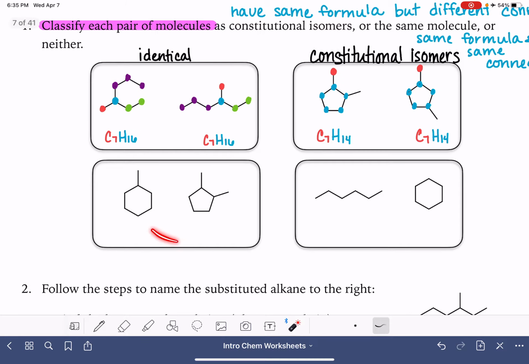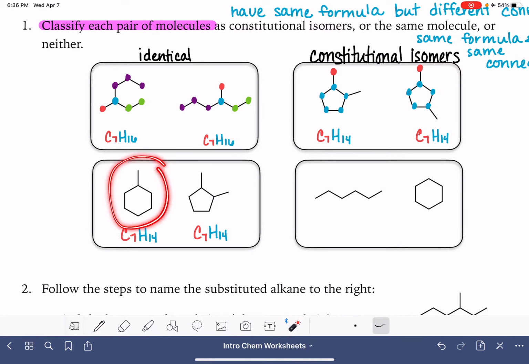Let's take a look at our next example here. The first thing we want to do is count up the number of carbons. 1, 2, 3, 4, 5, 6, 7 versus 1, 2, 3, 4, 5, 6, 7. C7 and C7. Let's count our hydrogens. 1, 2, 3, 4, 5, 6, 7, 8, 9, 10, 11, 12, 13, 14. C7H14 for both of them. Having the same molecular formula means that they are either identical or they are constitutional isomers.